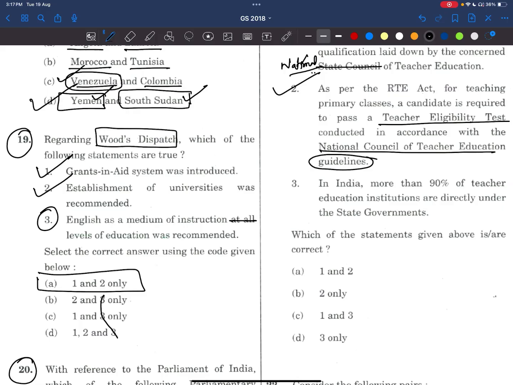Now, in India, more than 90% of teacher education institutes are directly under state governments. See here, friends, education has been privatized for many years.